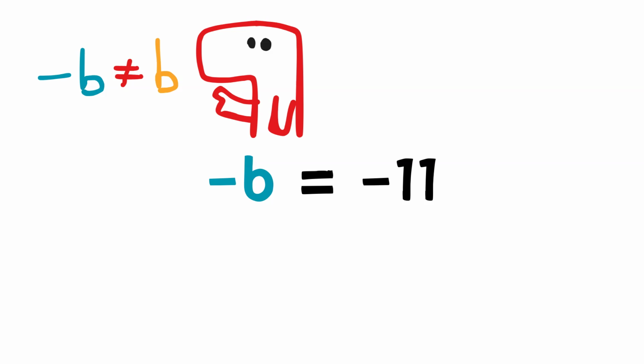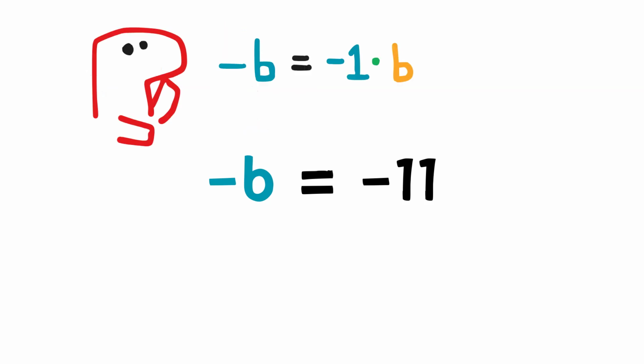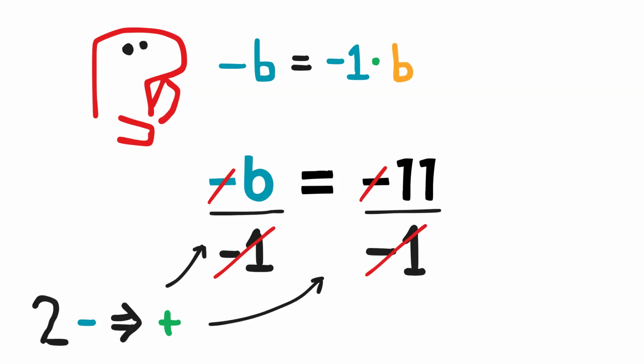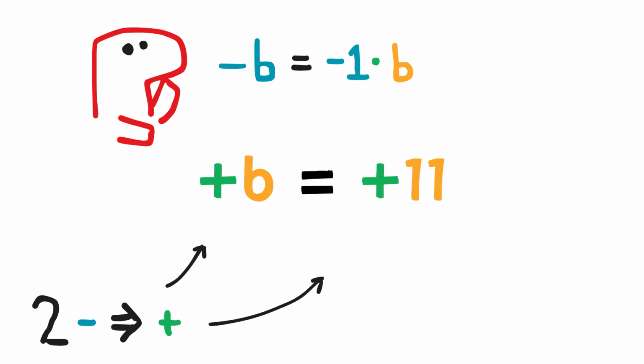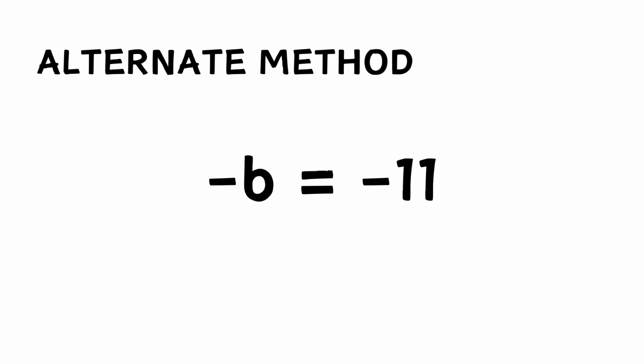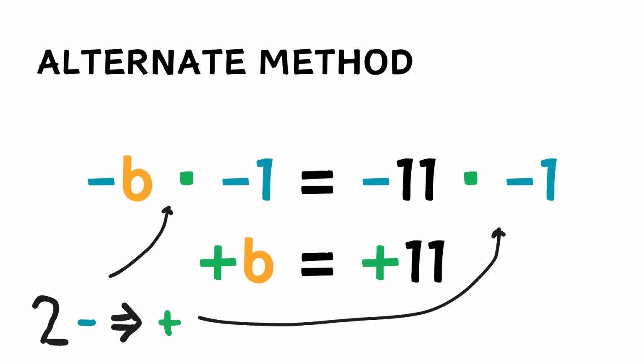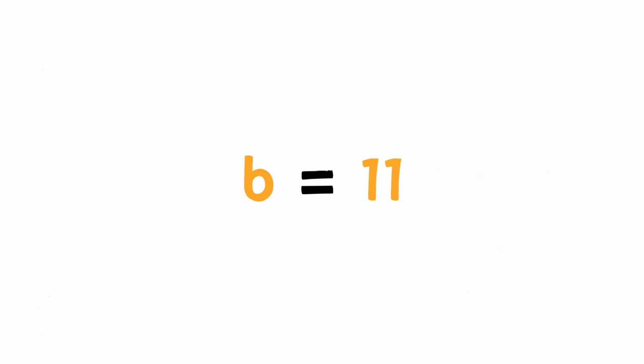Well, what's another way to write negative b? Negative b is the same as negative 1 times b. If we divide negative 1b by negative 1, we will get b, isolating the variable. So if we divide both sides by negative 1, we can flip the signs around and we get b equals 11. Now there is another way we could have done this. We could have multiplied both sides by negative 1, since negative b times negative 1 is also b. But either way, we would have ended up with b equals 11.